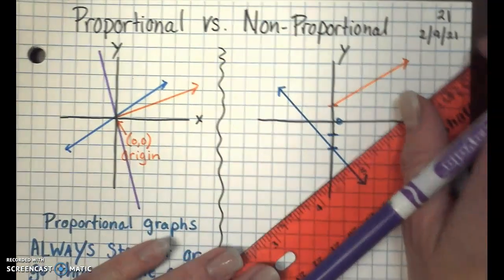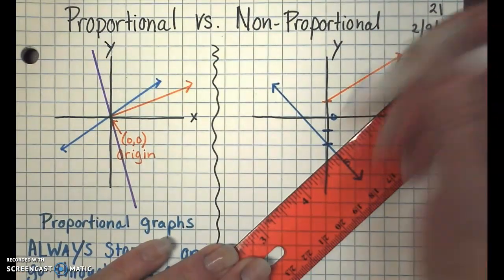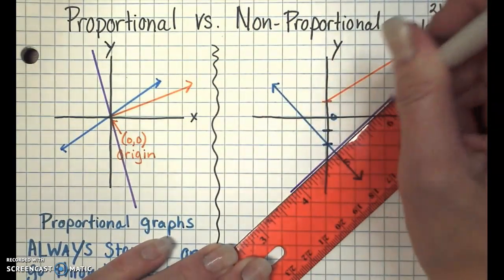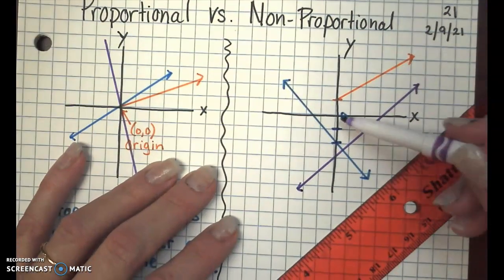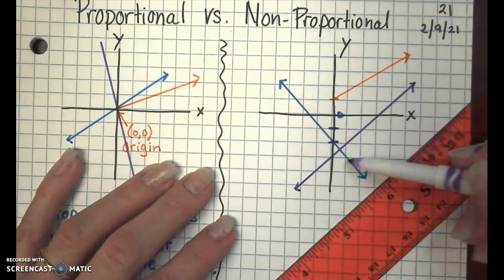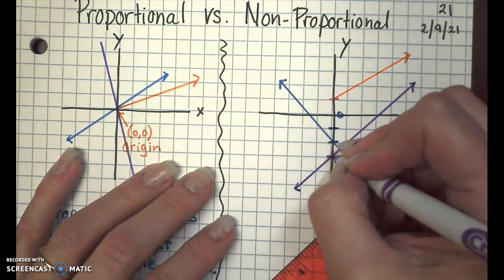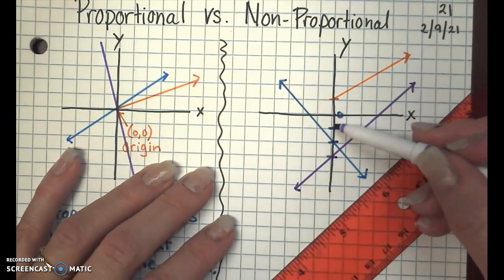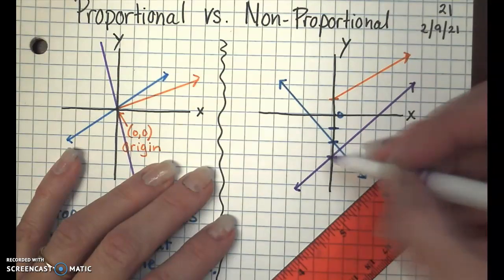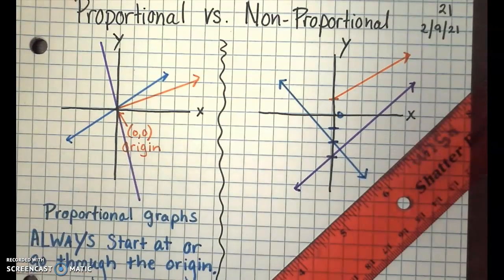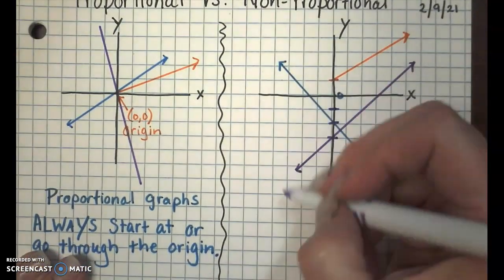Let's see. How about like this? All right, this one does not touch the origin. Where does it touch the y-axis? 0, negative 1. Where does this one touch the y-axis? Amy? Negative 3. Negative 3. Perfect. Not proportional.